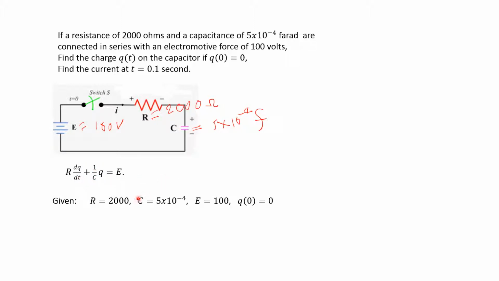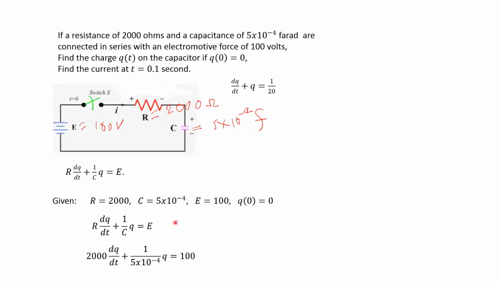Okay, let's plug in the values. Our R is 2000, our C is 5 times 10 to the negative 4, E is 100, and Q of 0 is 0. Plug the values in. You have 2000 dQ/dt plus 1 over 5 times 10 to the negative 4 Q is 100.